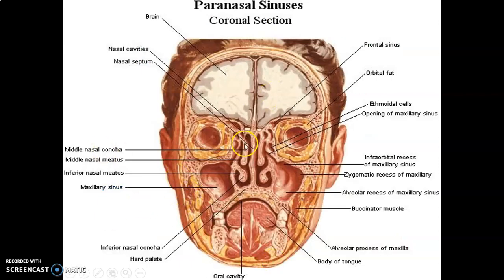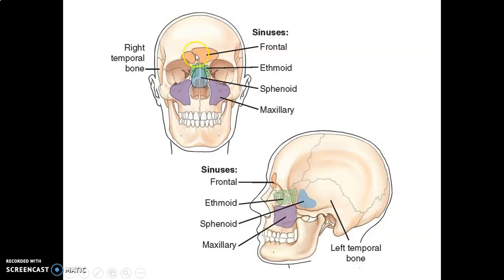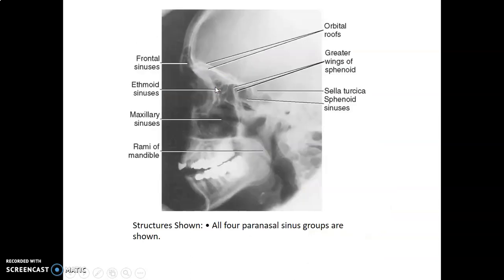So this is the skull bone of a child. So this is your maxillary air sinus that is shown here. This is the position of frontal air sinus. Green is ethmoidal. Sphenoid air sinus is within the sphenoid bone, and then maxillary sinus in the maxilla.